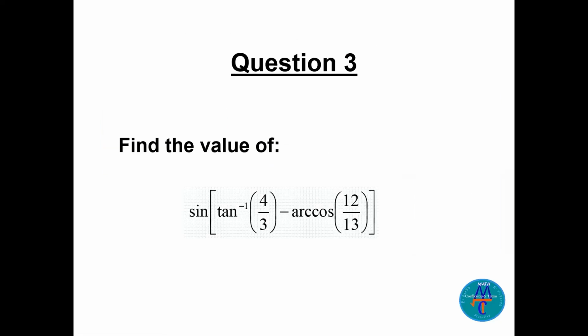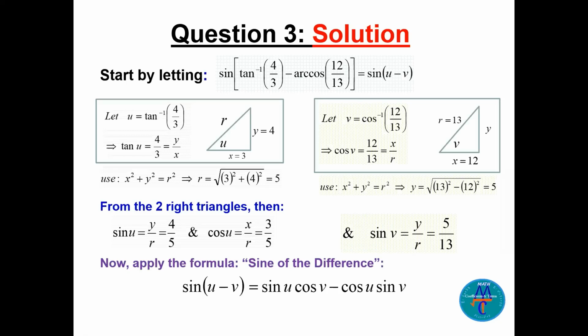Question number 3, find the value of sine inside the bracket, we have tan inverse 4 over 3 minus arc cosine 12 over 13. So what can we do? We have to let two angles. Let u be tan inverse 4 over 3. So I can find tan of u will be 4 over 3, y over x. Then I can find r, which is 5.